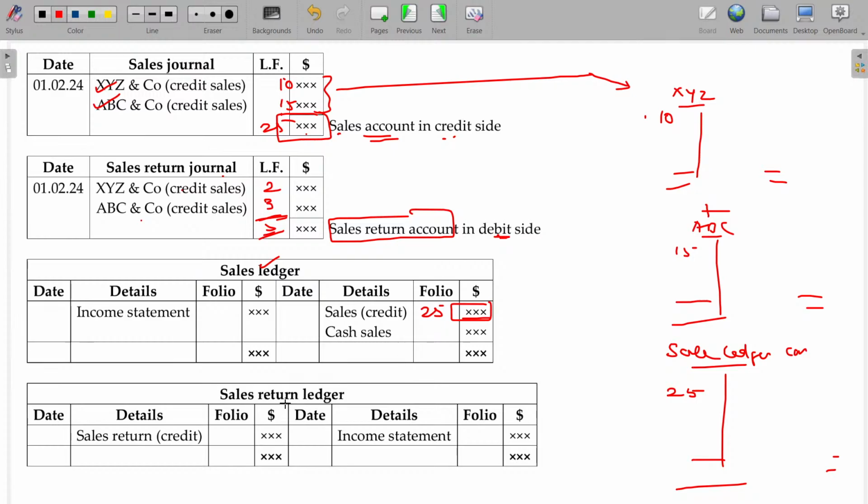No, it should be in the debit side. So in the debit side, sales return is shown. On tallying the sales ledger and sales return, the ultimate value is transferable to the income statement. So I have posted it here as the income statement.